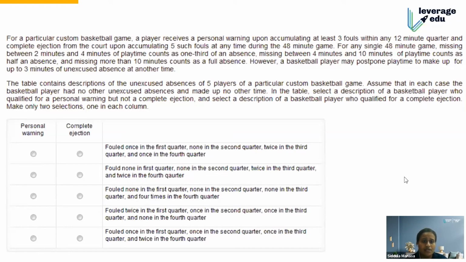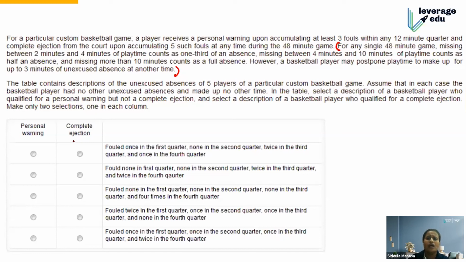The table contains descriptions of the unexcused absences of 5 players of a particular custom basketball game. Assume that in each case, the basketball player had no other unexcused absences. That means this is all redundant for us now, not at all required, and made up no other time. In the table, select a description of a basketball player who qualified for a personal warning but not for a complete rejection, and select a description of a basketball player who qualified for a complete rejection. Make 2 columns, 1 in each column. So personal warning and complete rejection is what we need to calculate.